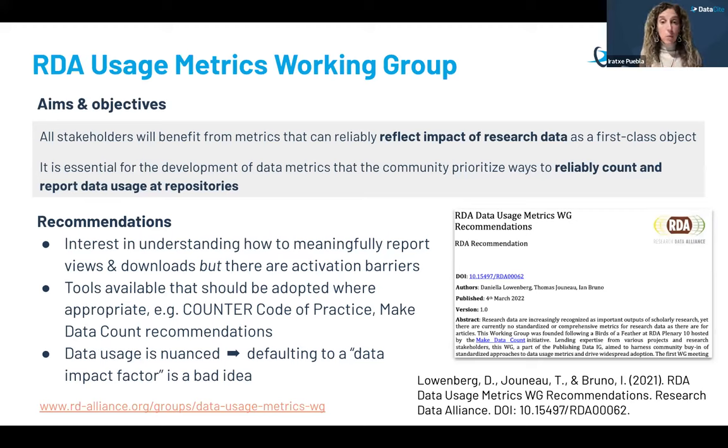I listed some there. There are more details in the report, but essentially, just to briefly summarize them, there was recognition that there is a strong interest in this space, particularly in making sure that we have meaningful counts of views and downloads. But this is complex, so there can be adoption barriers. There was also a recommendation to consider the tools that are already available in the community through different collaborative efforts that can help repositories normalize their counts, for example, the COUNTER Code of Practice and Make Data Count recommendations.